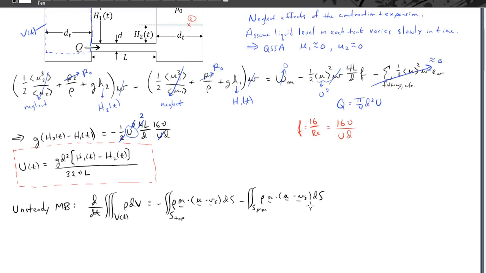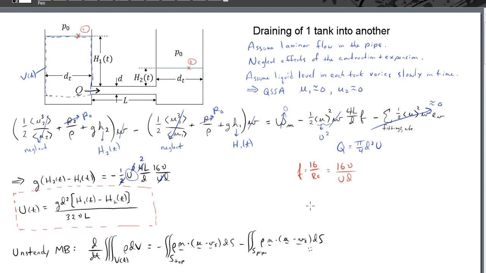Then we're applying our unsteady mass balance. We see on the top surface of the liquid that because the top of the control volume moves downward with the velocity of the liquid, u minus vs is equal to 0, just as it was in our previous problem. And as a result, this first surface integral vanishes. On the pipe, the control volume surface is not moving, so vs is equal to 0, and n dot u is simply u in the pipe.